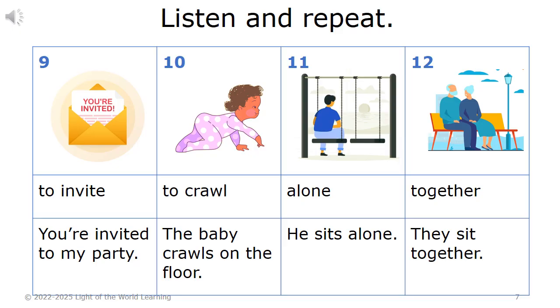Listen and repeat. 9. To invite. You're invited to my party. 10. To crawl. The baby crawls on the floor. 11. Alone. He sits alone. 12. Together. They sit together.